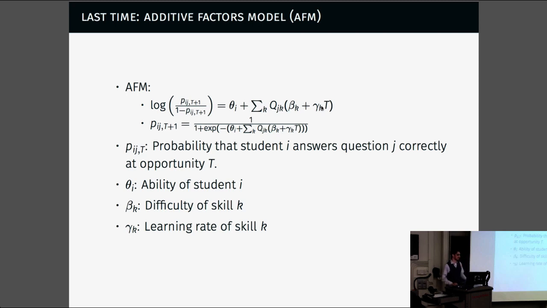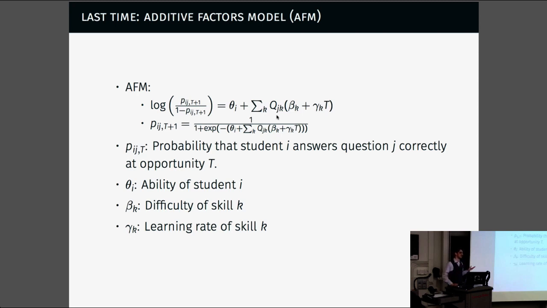Yeah. What's the meaning of Q sub jk? We assume you have a set of items, j, which are different problems, and a set of skills, k. Q sub jk is 1 if that item includes that skill. So for example, you have the problem A times B plus C.